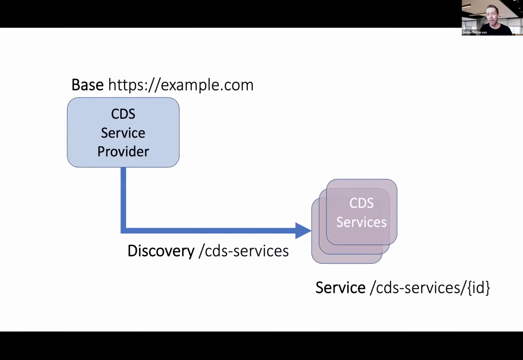So we've talked about how a CDS client communicates with a CDS service, but how does a CDS client discover or know what services are available at a particular endpoint? Well, a CDS service provider would have a base URL. Here we'll say example.com. And if you append the cds-services path segment to that path, you get a discovery endpoint that the CDS service will expose. And that's going to be a whole catalog of all the services that are available at that endpoint, what hooks they're interested in, and how to call them.